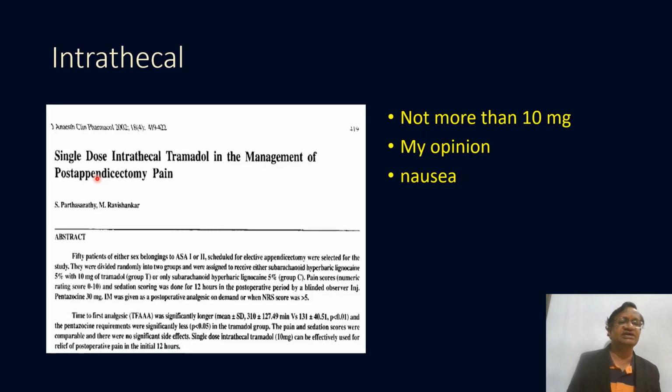This is our article, intrathecal tramadol in the management, not more than 10 milligrams. It is effective, but if you use 25 milligrams spinal, definitely nausea and vomiting is predominant. So I have used 50, 25, 10, everything. But what my thing is, use 10 milligram, that is enough.